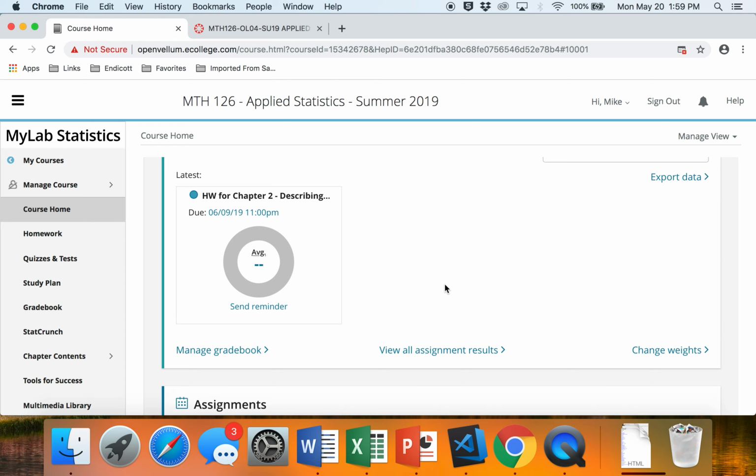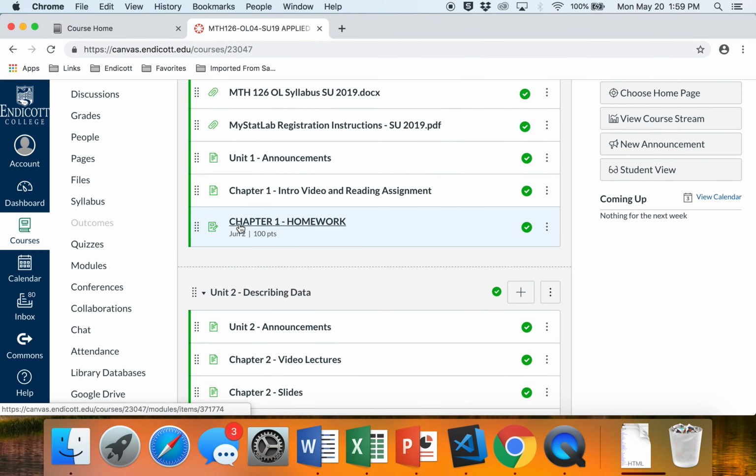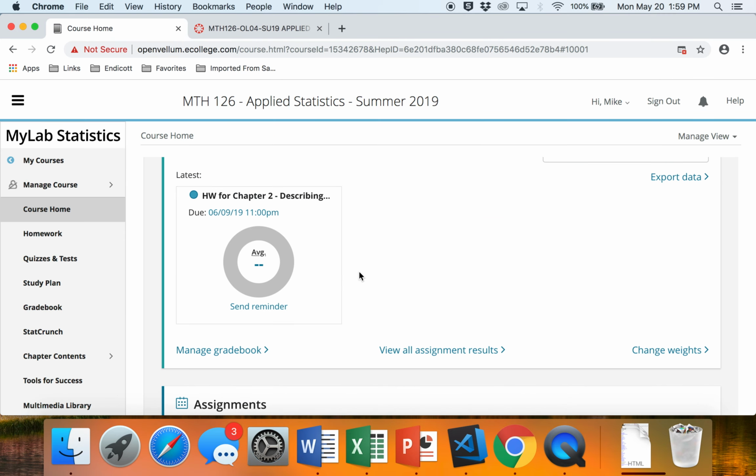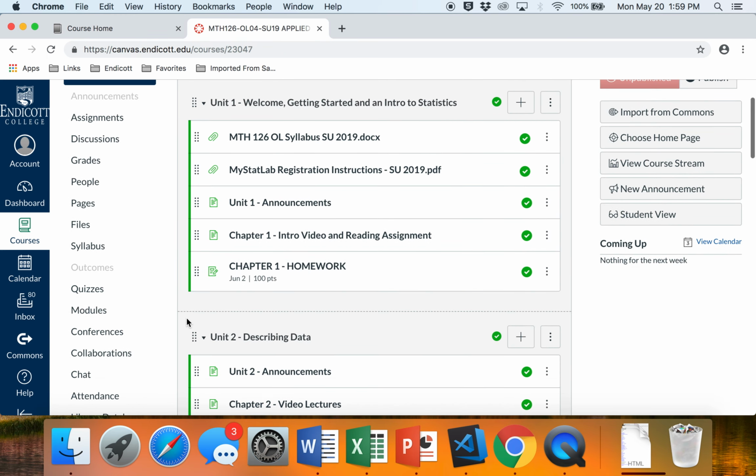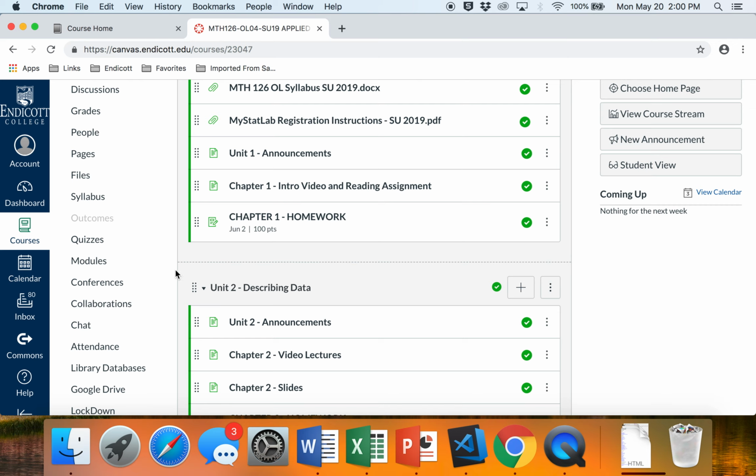Whatever the grade in MyStatLab is, I'm going to transfer that over here to Canvas. So don't worry about uploading solutions or things like that. It's all built in. It does sometimes take me a few days to transfer them over since I do it manually. So just because the due date has come and gone, if your grade doesn't transfer immediately, don't worry. I promise I will transfer it over in the next few days.